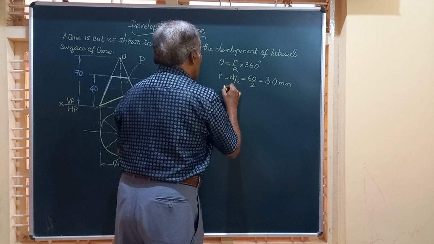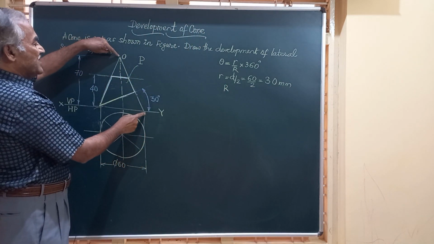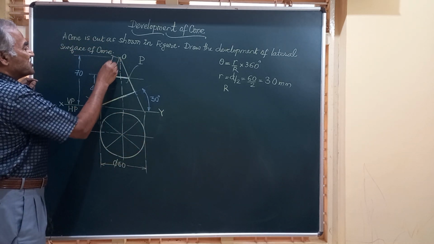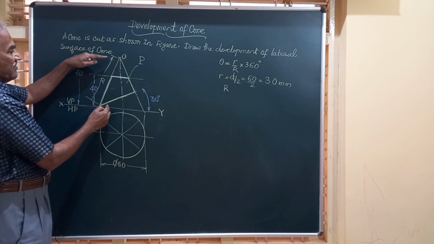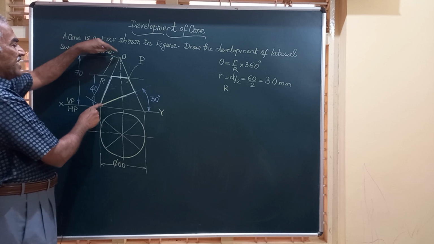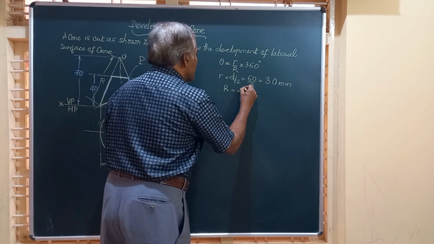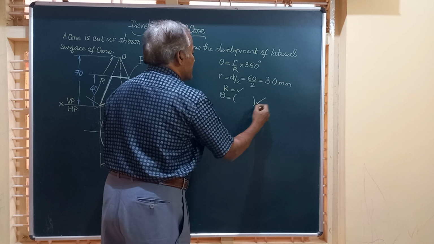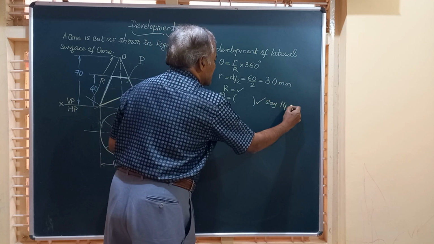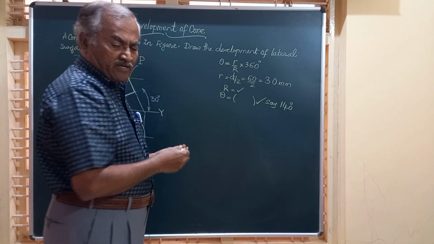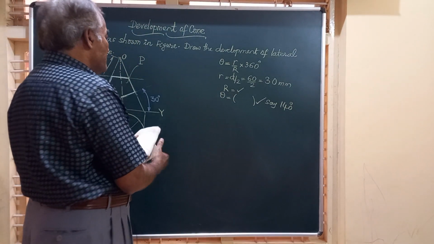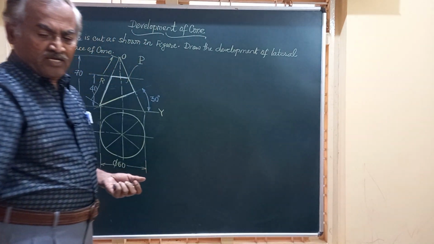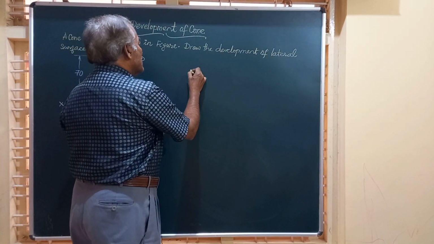And friends, capital R stands for the length of the slant generator or the end generator. So this can be obtained only after construction of this triangle in the front view. You can keep a scale and measure the actual length of that, and it can be obtained from the figure. Then friends, theta can be calculated. Say you get some angle, say 130 degrees. You have to make the actual calculation and keep the answer.